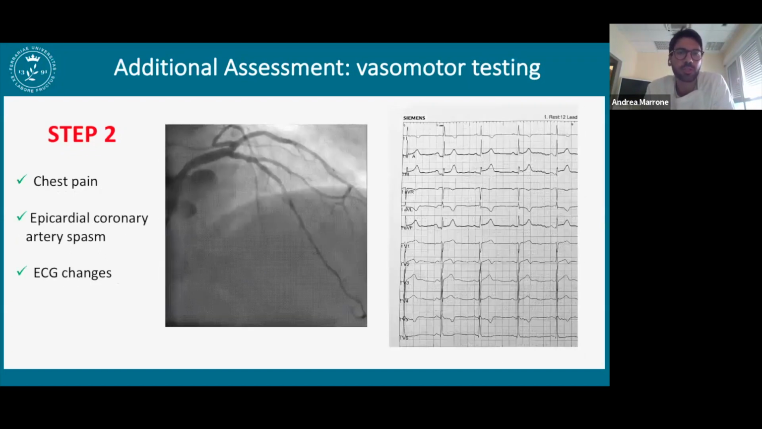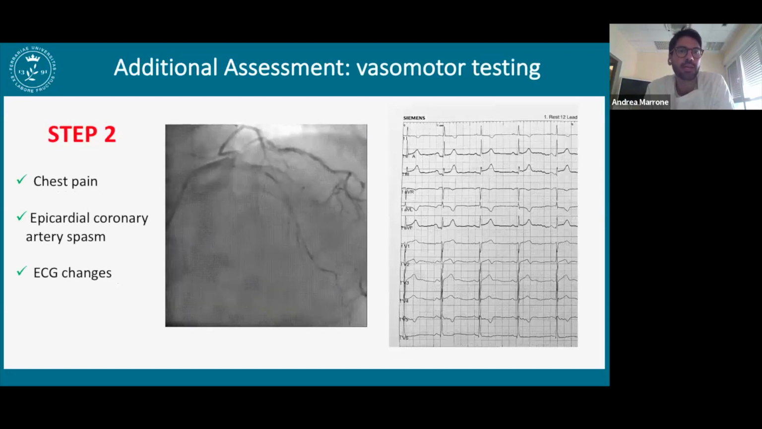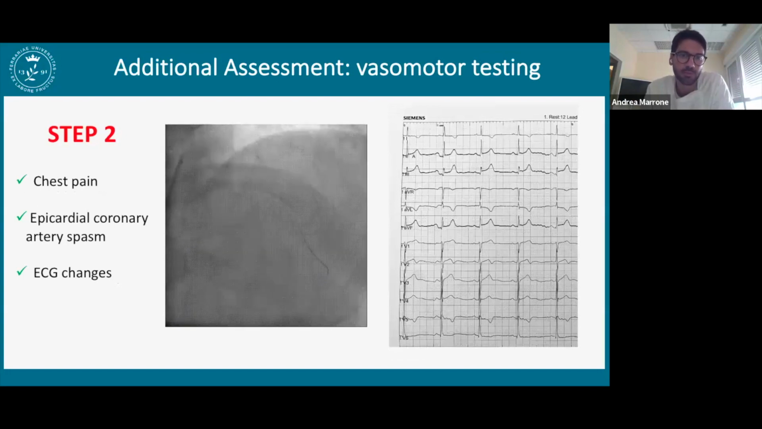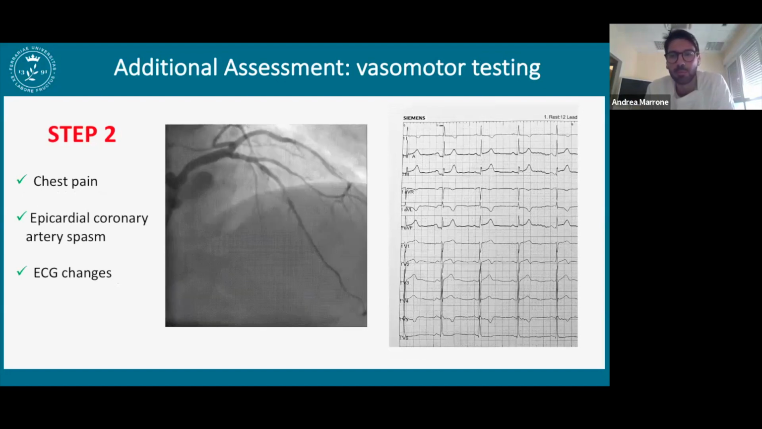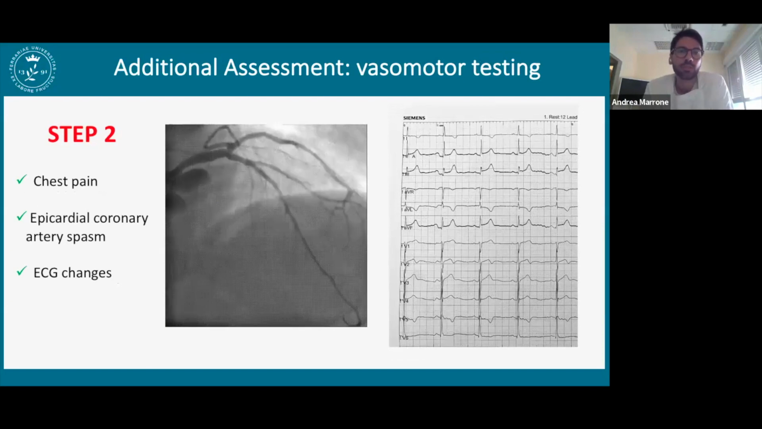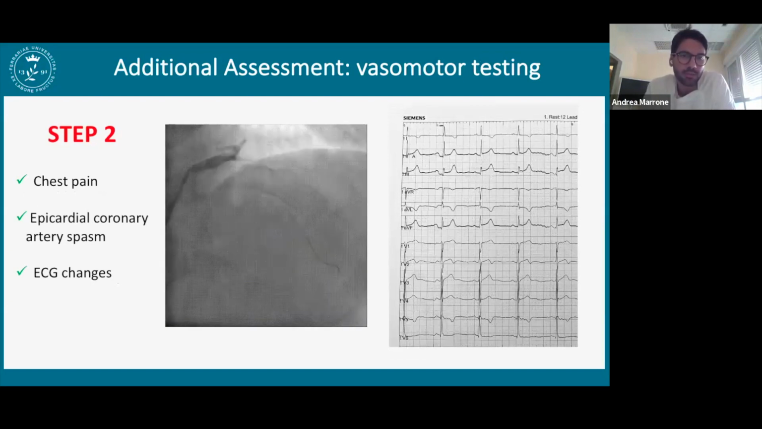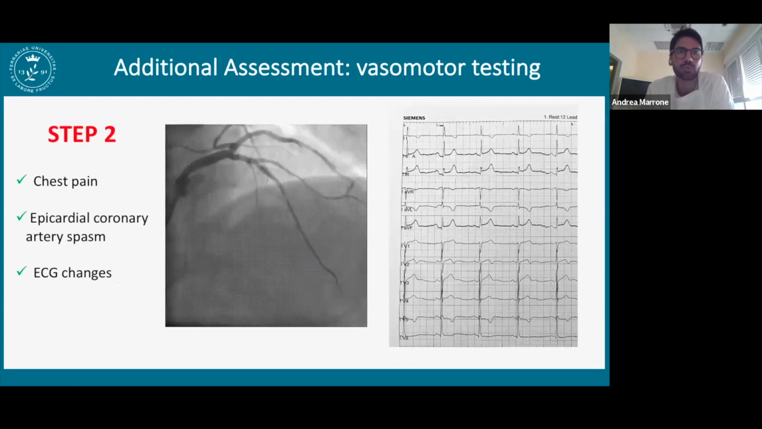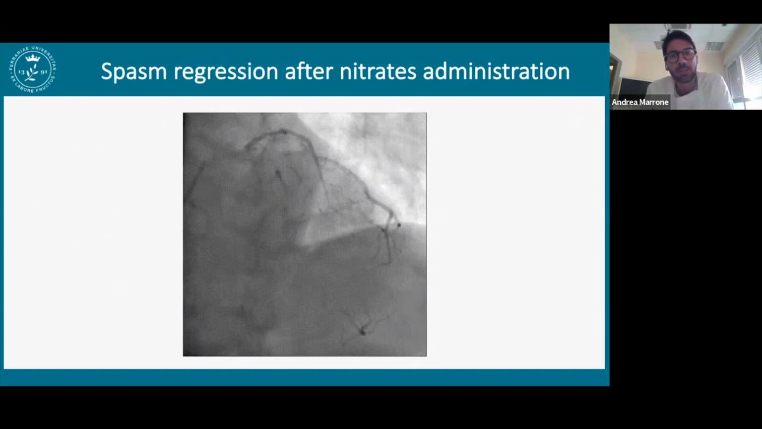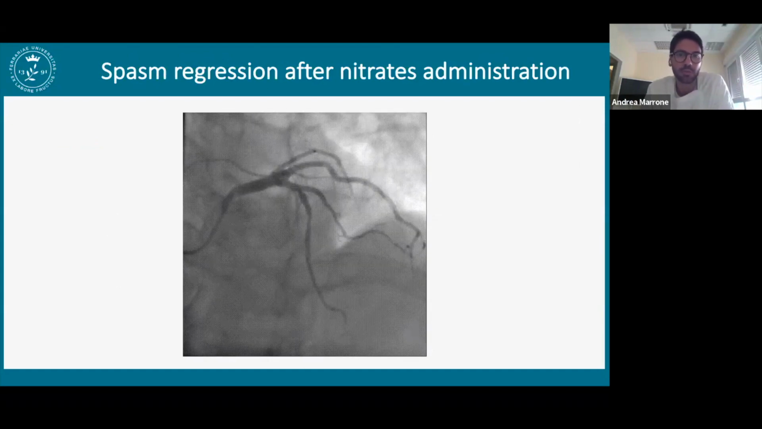And step 2 evaluation revealed both chest pain and epicardial coronary artery spasm. As we can see here in the angio, there is an evident spasm of the LAD, and the patient starts experiencing chest pain with some modification on the ECG that was just present at step 1. So all the 3 criteria have been satisfied right here. So we decided not to go for step 3 and to stop here with our test. And we injected some nitrates in order to relieve the spasm. And as we can see here, the spasm has been relieved thanks to the nitrates.